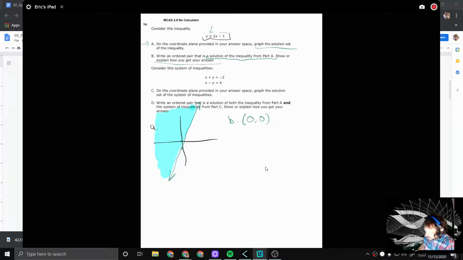Explain how I got the answer. Well, I looked at the graph. Maybe I'll say y-intercept, just to be nice, is negative, and 0, 0 is directly above.